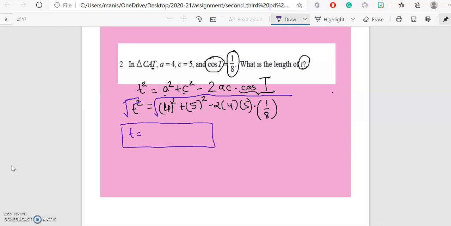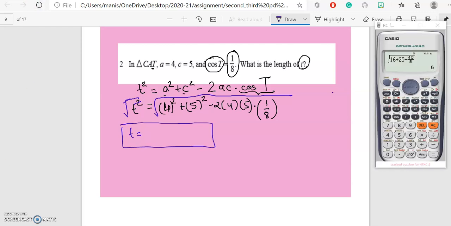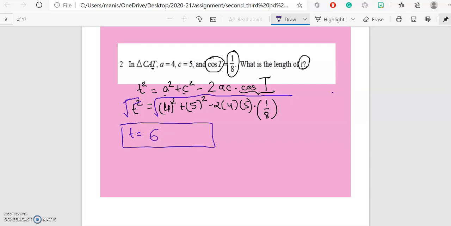So let's type all the values in the calculator and find our answer. On typing all the values in the calculator, you ended up with your answer 6. So t is 6 for this question.